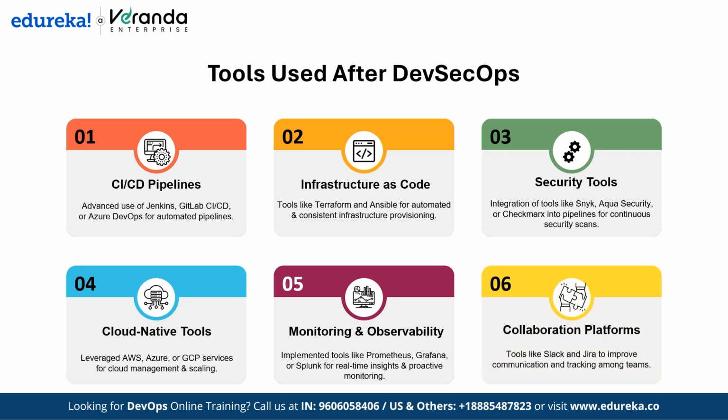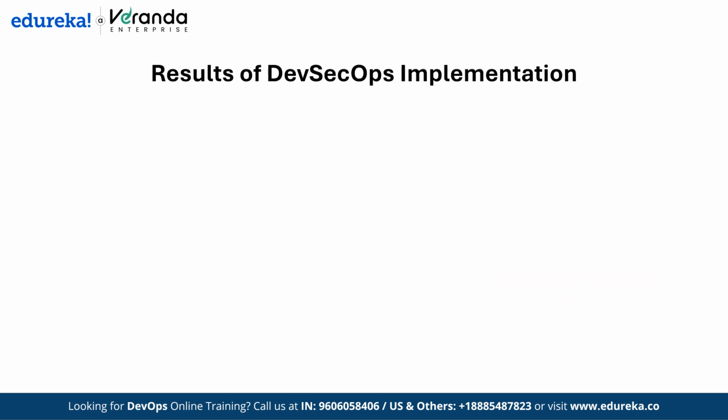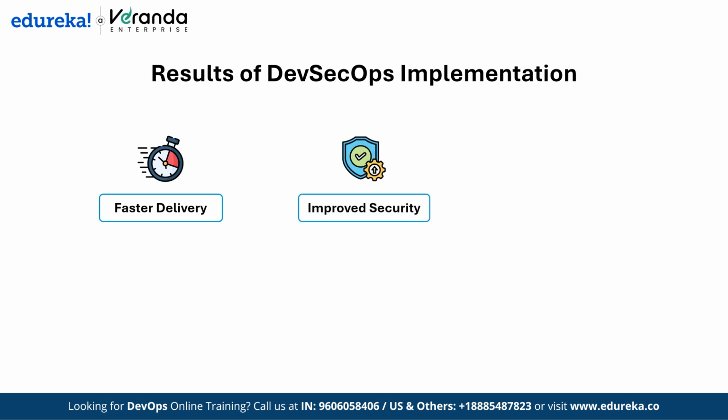Last is the collaboration platforms, tools like Slack and Jira to improve communication and tracking among teams. Accenture achieved several transformative results with DevSecOps. So first, they found the faster delivery, increased deployment frequency with faster time to market for IT solutions. Then is the improved security. Security integrated throughout the lifecycle reduced vulnerabilities and compliance risks.